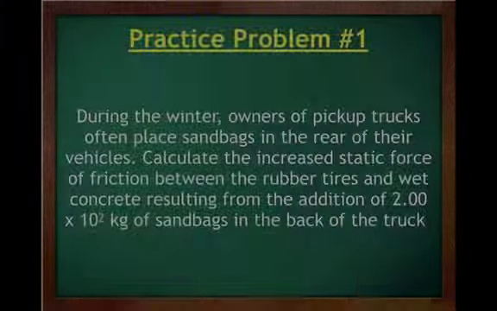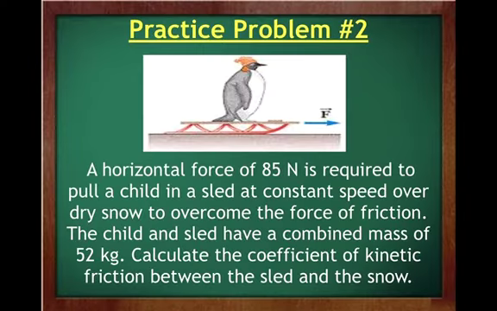Let's look at our next example. Example 2: a horizontal force of 85 newtons is required to pull a child in a sled at a constant speed over dry snow to overcome the force of friction. The child and sled have a combined mass of 52 kilograms. Calculate the coefficient of kinetic friction between the sled and the snow.